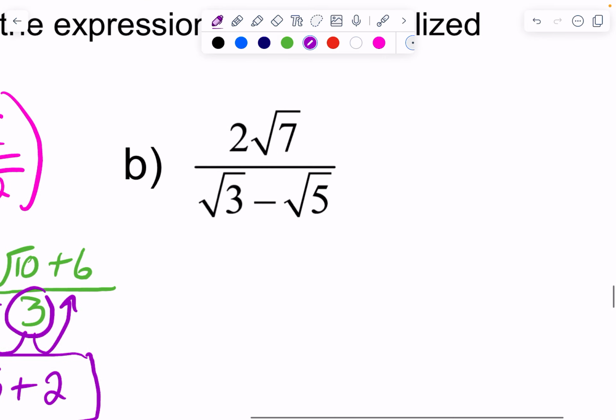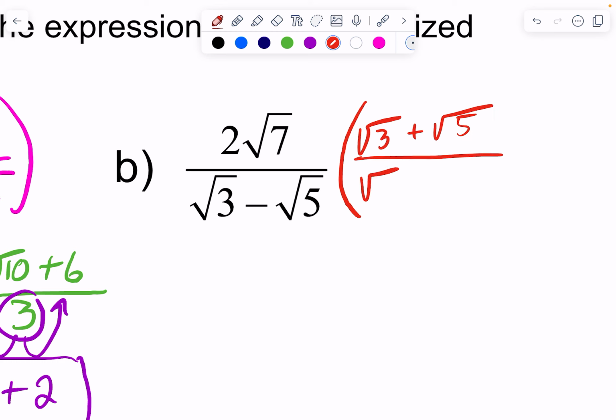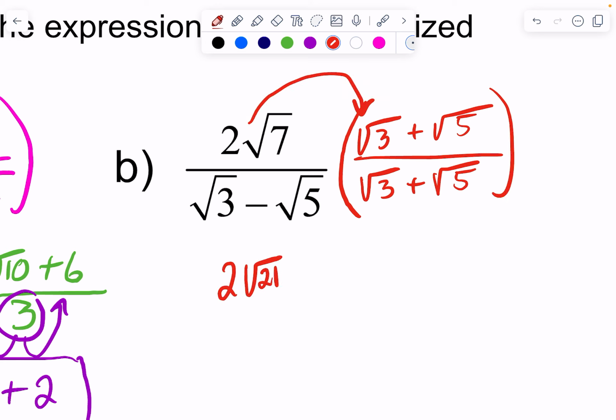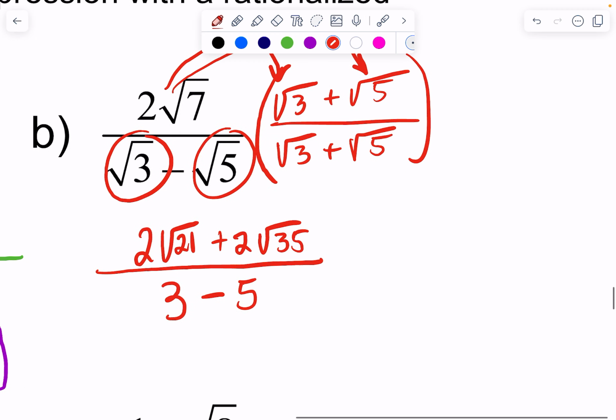Okay, let's continue. I need to rationalize this denominator, so I'm going to multiply by the conjugate. All right, so let's get it. I've got 2 square root of 7 times square root of 3, so that's 2 square root of 21. 2 square root of 7 times square root of 5 is 2 square root of 35. Now in the bottom, this is a difference of squares, so first term squared minus second term squared, and you're done. Now, some people are going to want to go the long way. You can go the long way, you will still get the same exact answer.